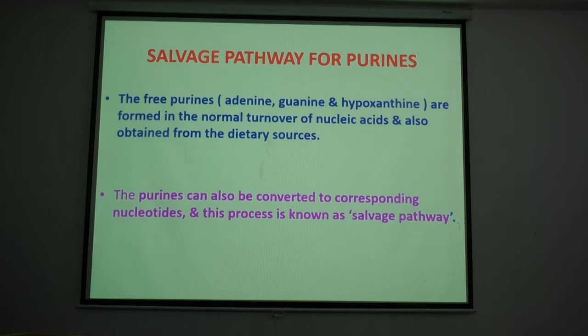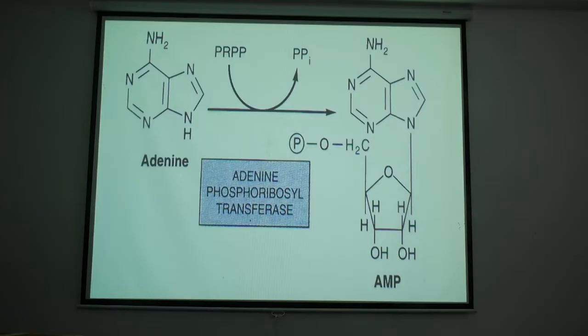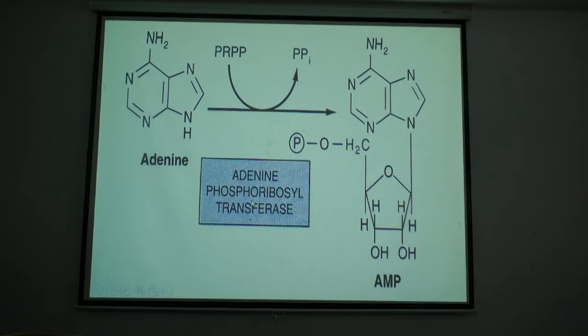This is very important: the salvage pathway. This is the minor pathway. This place is very important. So adenine is converted to adenosine monophosphate, binding with PRPP. What is the enzyme? The enzyme is adenine phosphoribosyl transferase.